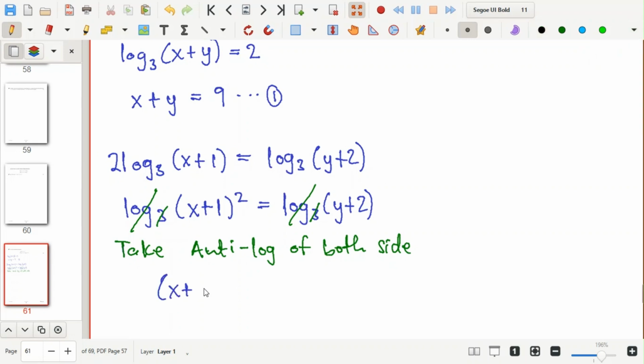Let me move to my favorite blue ink. It gives me good luck. So let me use that one.